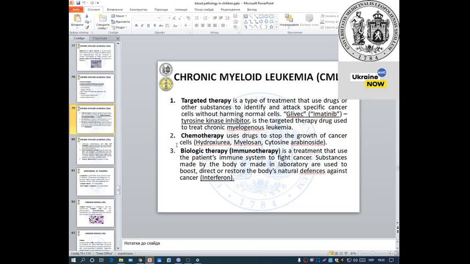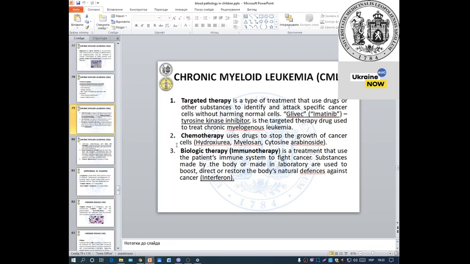Target therapy is a type of treatment that uses drugs to identify and attack specific cancer cells without harming normal cells. Tyrosine kinase inhibitor is the target therapy drug used to treat chronic myeloid leukemia. Chemotherapy with a low dose of busulfan, hydroxyurea, cytosine arabinoside stops the growth of cancer cells.